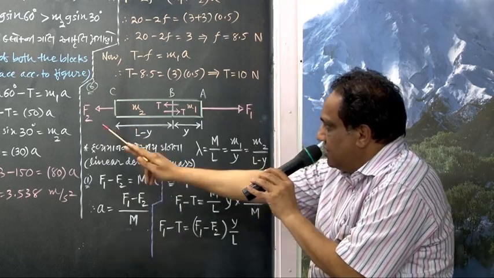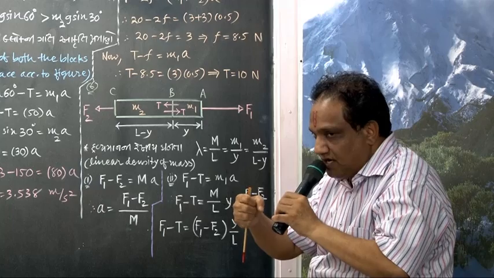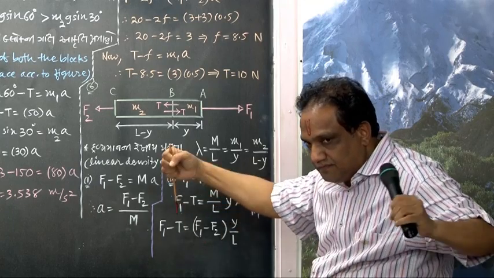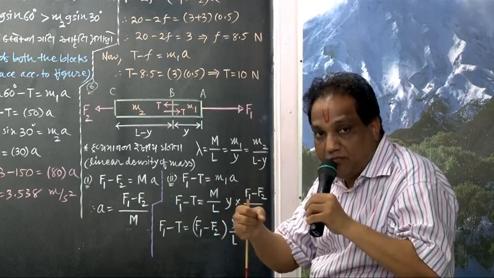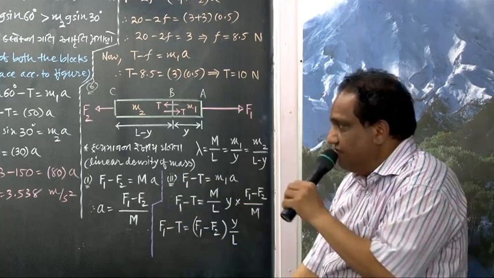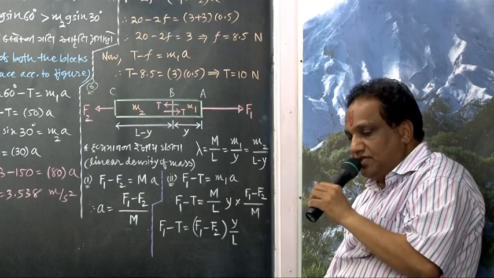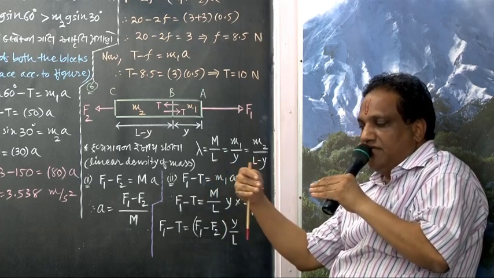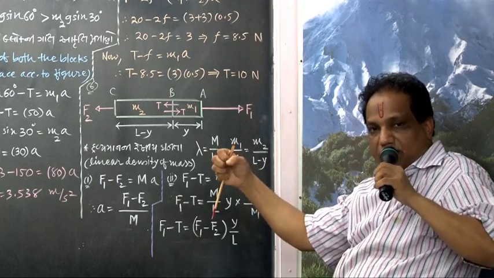In short, these two forces are pulling forces, away from each other. Pushing forces will be towards each other. These two are pulling forces, expansive forces, you can say. If you exert the forces the other way, they will be called compressive forces. This is expansive.